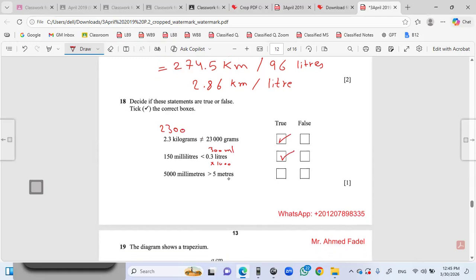Here, this one, 5 meters and 5 millimeters. If you want 5 meters in millimeters, first, can I make it into centimeters? Fine. Multiplying by 100, which is 500 centimeters. But Mister, can I get this now into millimeters? Yes, multiplying it by 10, which is going to give you 5,000 millimeters. Oh, is this greater than that? No, they are equal, so false.